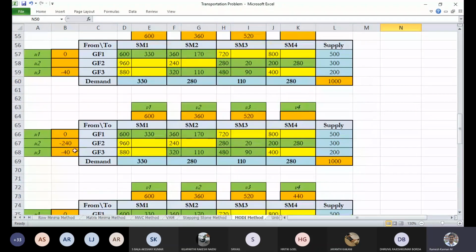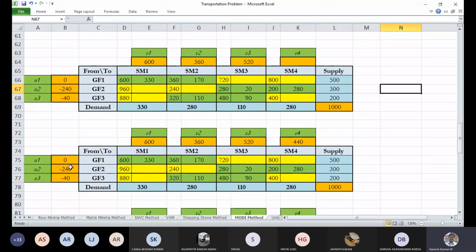It will become minus 240. And this is fairly simple because we know what U2 is. So Cij, 200 minus this value, right? 200 minus 240, just 440. So that will become V4, and actually we have allocated everything, right? So that's basically the U and V values we had found out.